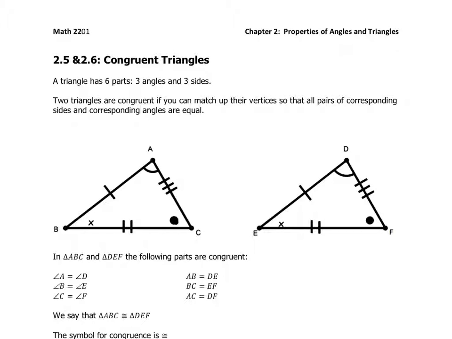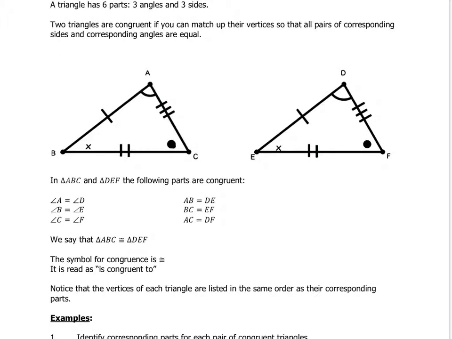So in the triangles that we have here, we have triangle ABC and triangle DEF. And if you notice, the markings on side AB and DE are the same. That indicates they have the same length. And the same thing with AC and DF, they have the same length. And BC and EF have 2 marks, 2 strokes on them, so that means they have the same length.